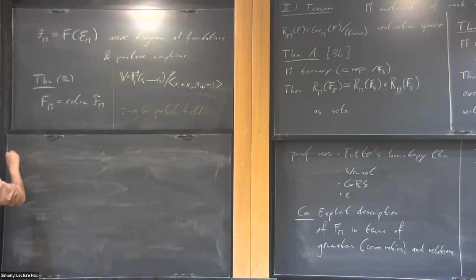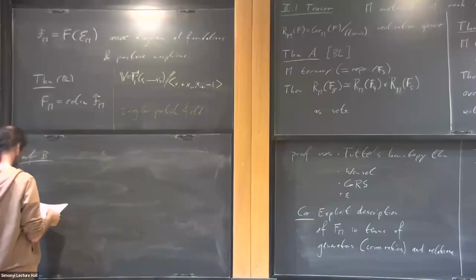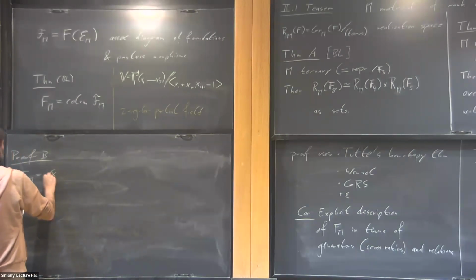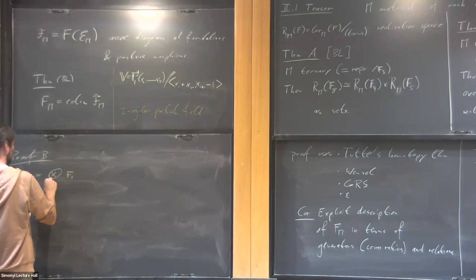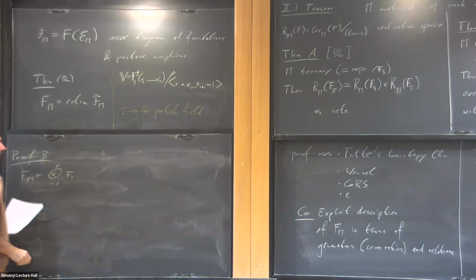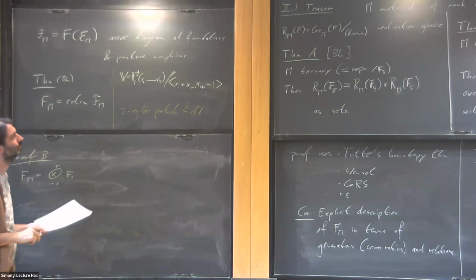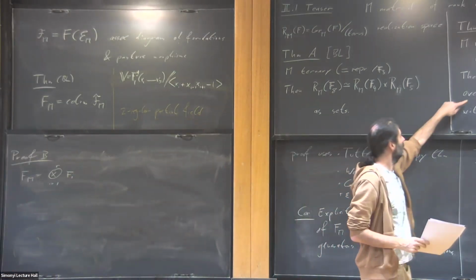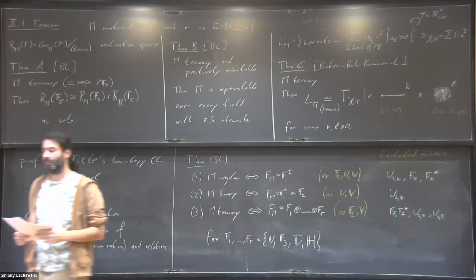So the proof of theorem B is as follows. So again, M tensor products are factors of this type, and then, well, we want to prove that M is representable over every field with greater or equal 3 elements.